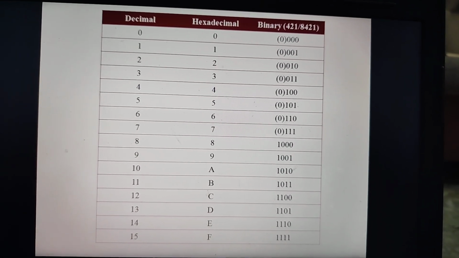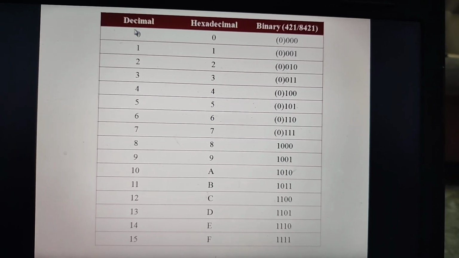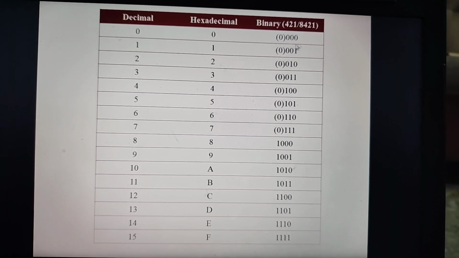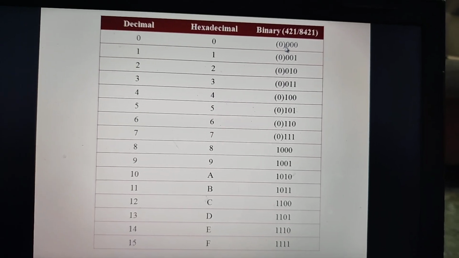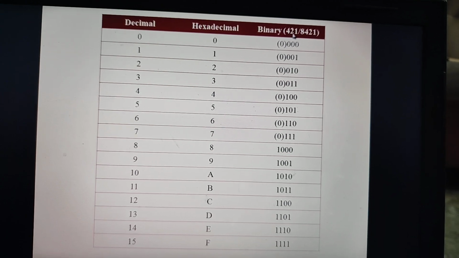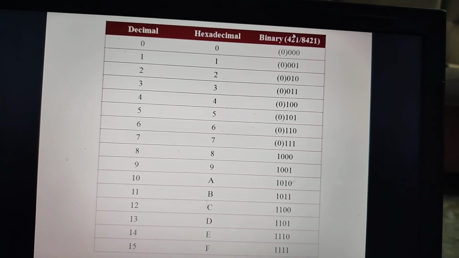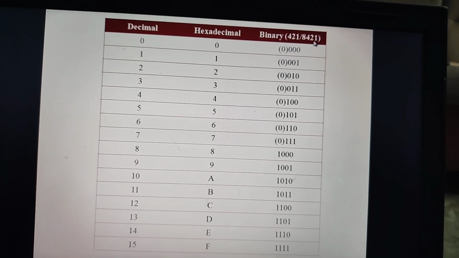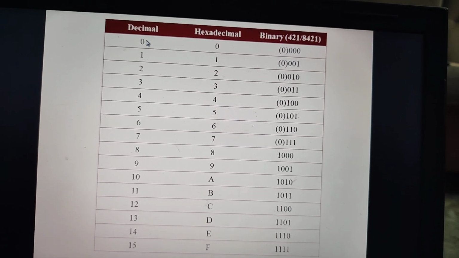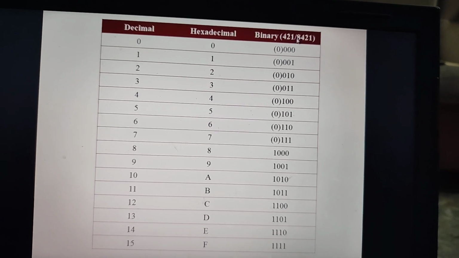And here we have some basic conversions. This is the decimal value 0. Hexadecimal is also 0, and binary is 0. This binary has been represented in the first 3-digit form, that is 1, 2 and 4, the octal form. And the second is 1, 2, 4, 8 in 4-digit form. So the value 0 can be represented in a 3-digit form as well as in 4-digit form in binary.